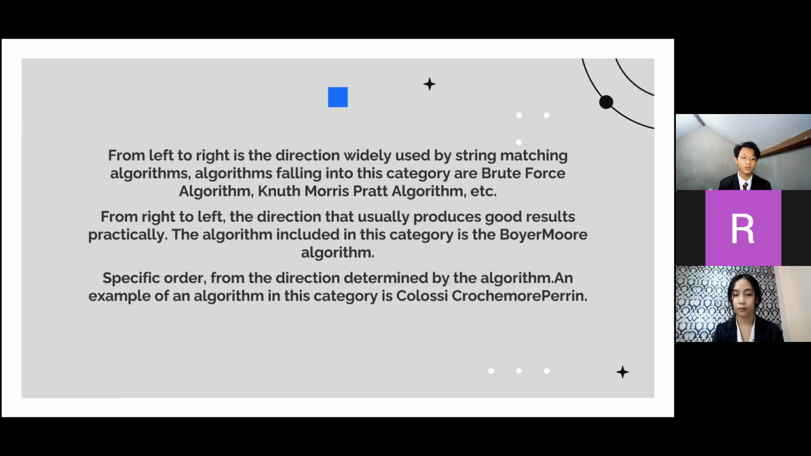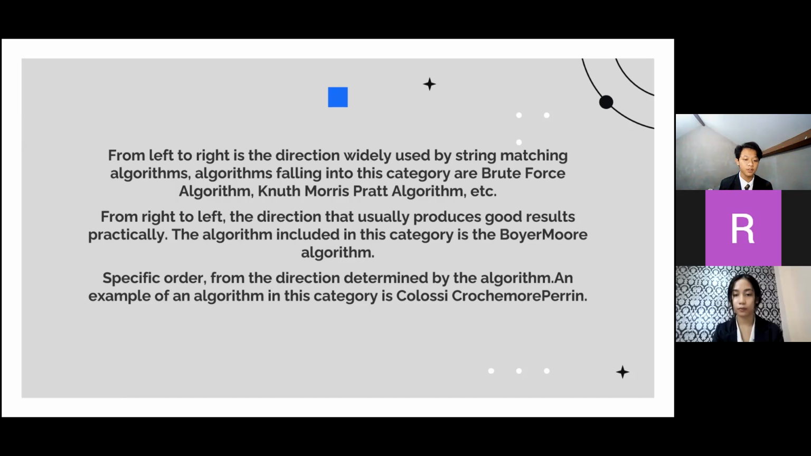The first type is from left to right, the direction widely used by string matching algorithms. Algorithms falling into this category are brute force algorithm, Knuth-Morris-Pratt algorithm, etc. Second is from right to left, the direction that usually produces good results practically. The algorithm included in this category is the Boyer-Moore algorithm.